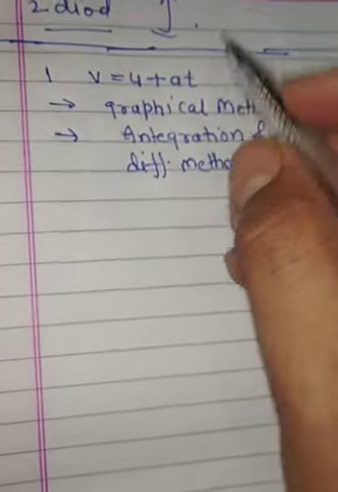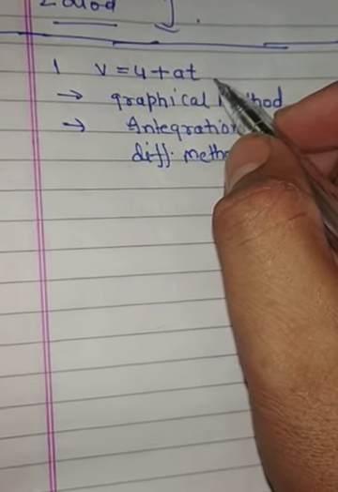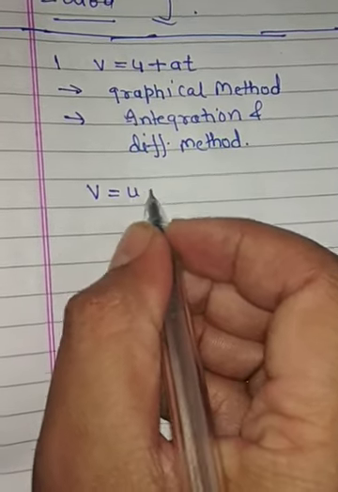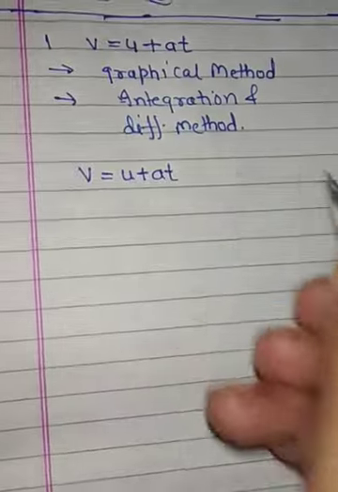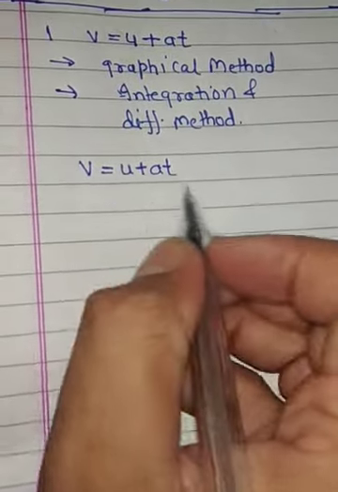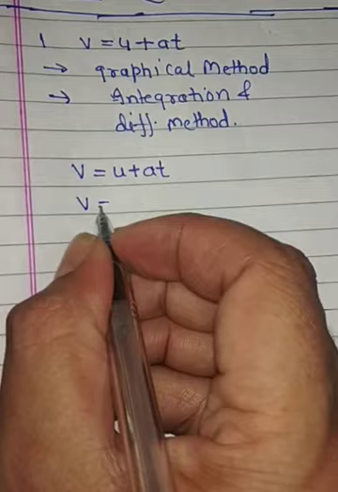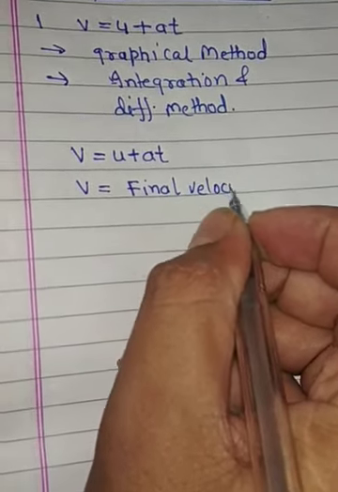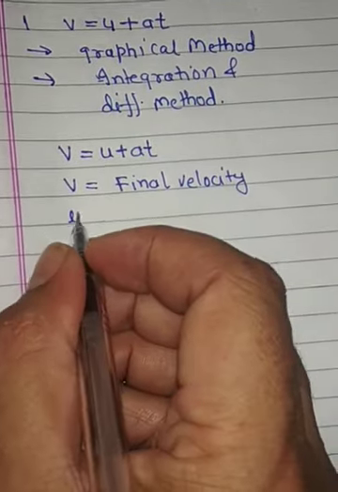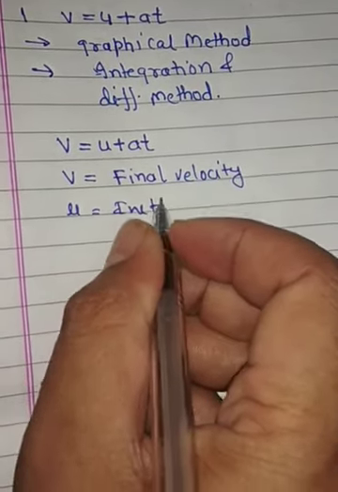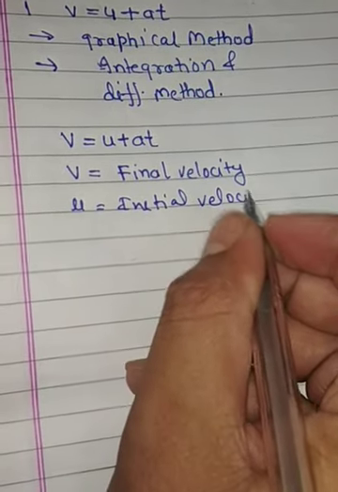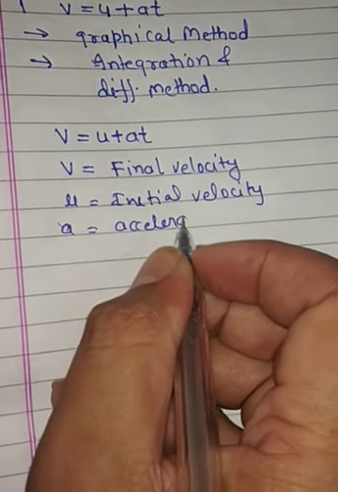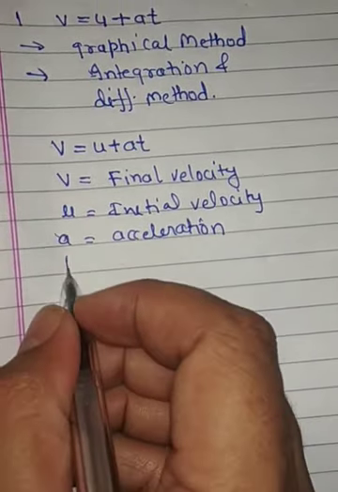First of all, we will derive the first equation of motion, that is v = u + at. First of all I am telling the meaning of all terms, right? We can say v is the final velocity, okay, and u is what? Initial velocity. And you know a is what? Acceleration, and t is time.